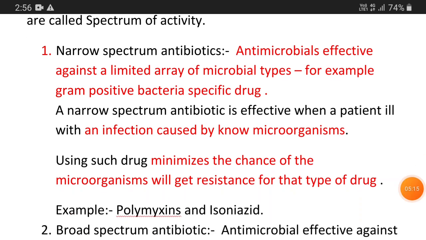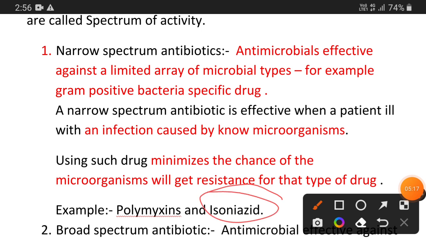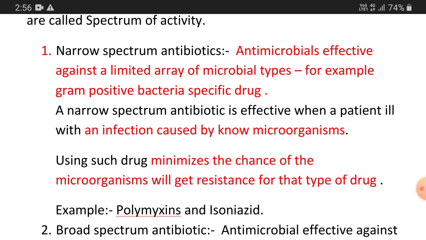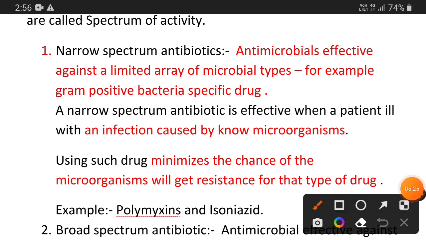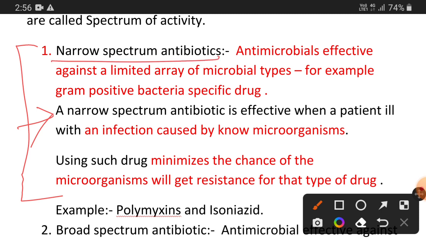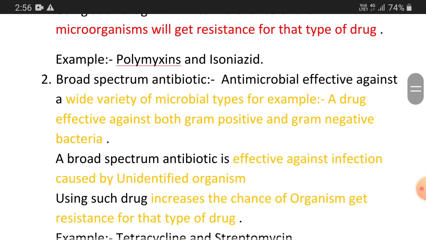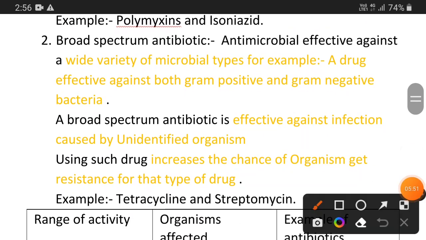The main example of narrow spectrum antibiotic is isoniazid, and you can also use polymyxin, which is a polypeptide type antibiotic. So this is the concept of narrow spectrum antibiotic. You will use a narrow spectrum antibiotic when you know that a particular microorganism is responsible for that particular infection. Under such circumstances it is necessary to use a narrow spectrum antibiotic to prevent the chance of emergence of drug resistance. Clear? So now let's move to the next one, that is broad spectrum antibiotic.